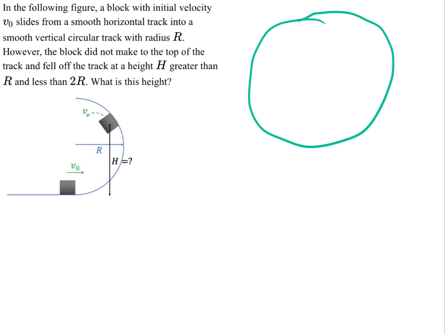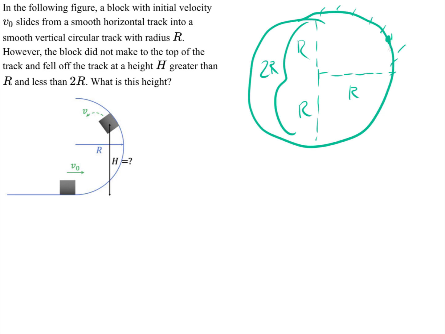So if I draw a big circle here, let's say that the object is here when it falls. Remember, this is the radius r, which is the same here, and the diameter, or the whole length here, is 2r. So the height is greater than r and less than 2r. So it's somewhere along this arc when it falls off. So let's say it falls off here.